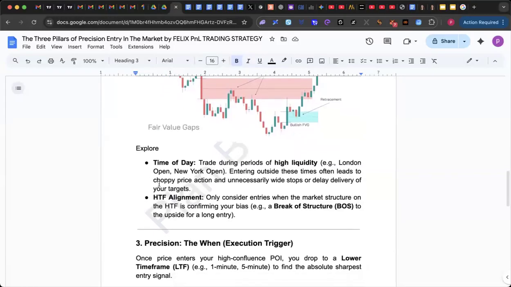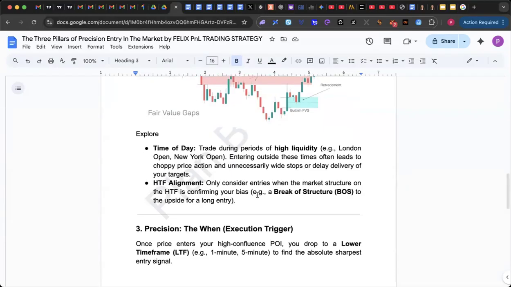So explore time of trade. Trade during periods of high liquidity. I always tell people, e.g., London open, New York open. Entering outside this often leads to choppy price action and unnecessarily wide stops or delayed delivery of your target. Sometimes that does not mean that you cannot find a trade when there are no sessions, but there are no liquidity, buyers and sellers.